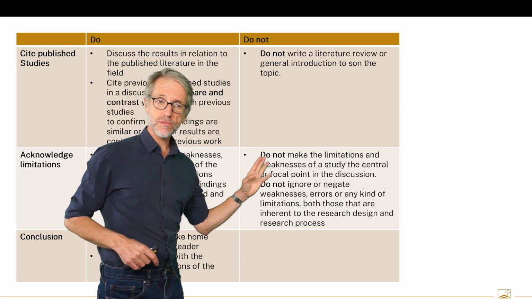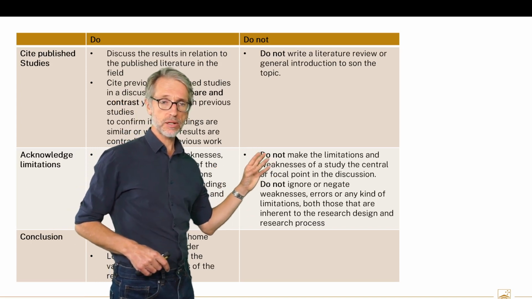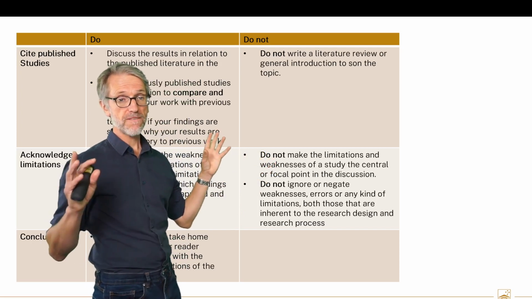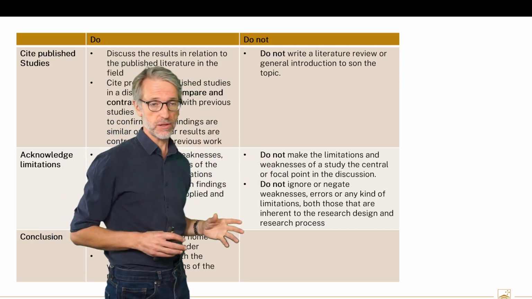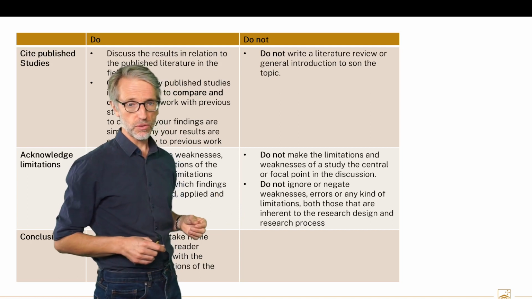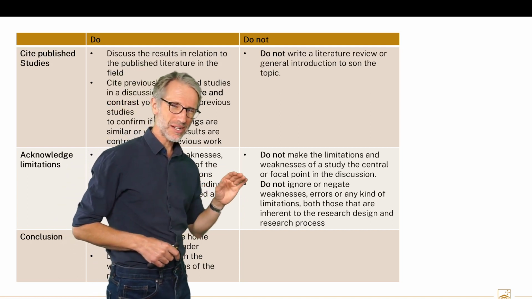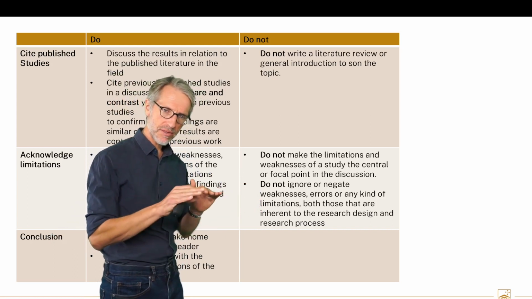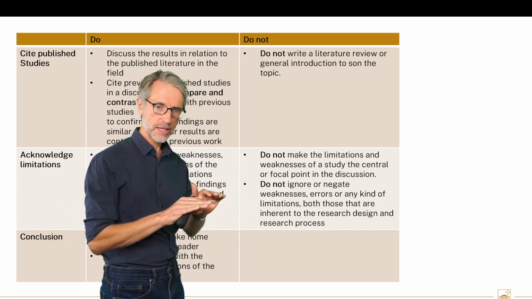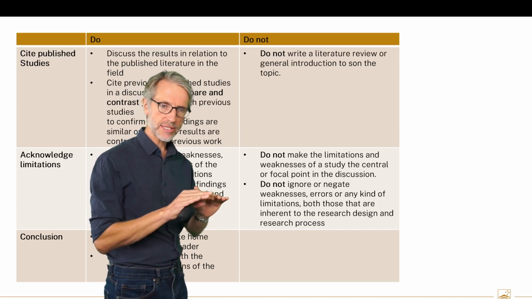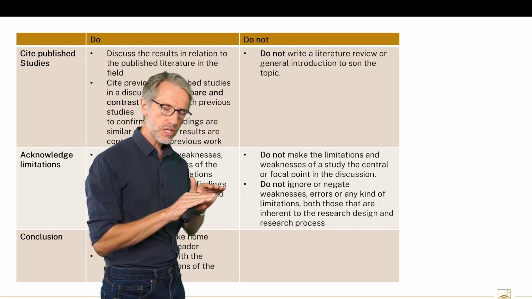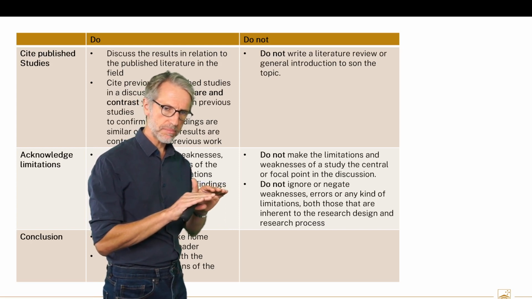So discussions and conclusions shouldn't make the limitations or weaknesses a feature, or the feature, if you like, of the discussion overall. But they should also not ignore the weaknesses that are present. There needs to be some middle ground in there. And this is something you need to look for in the papers that you have. Do the authors actually identify where that middle ground is?